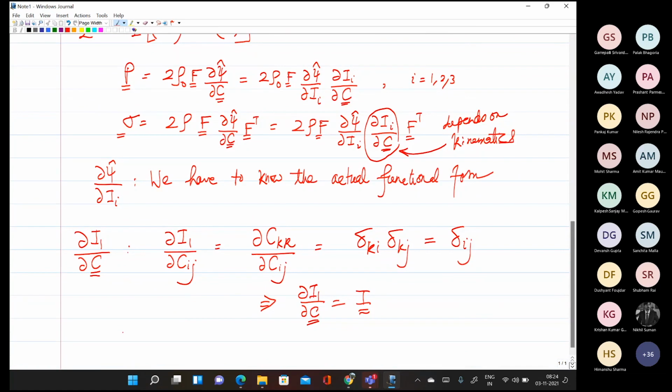Likewise, you can show that del I2 by del C, just reverting back to indicial notation, working out the derivative and coming back to tensor. If you do that, you will see that it becomes I1 into identity minus C.